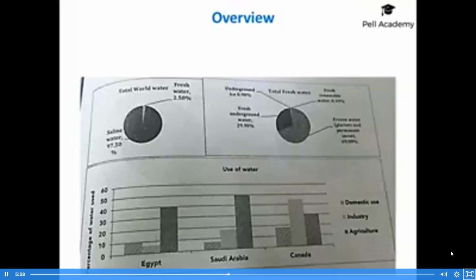What I would have done here is I would have said that, okay, so overall, amongst the total water in the world, fresh water only makes up a very small proportion of this.